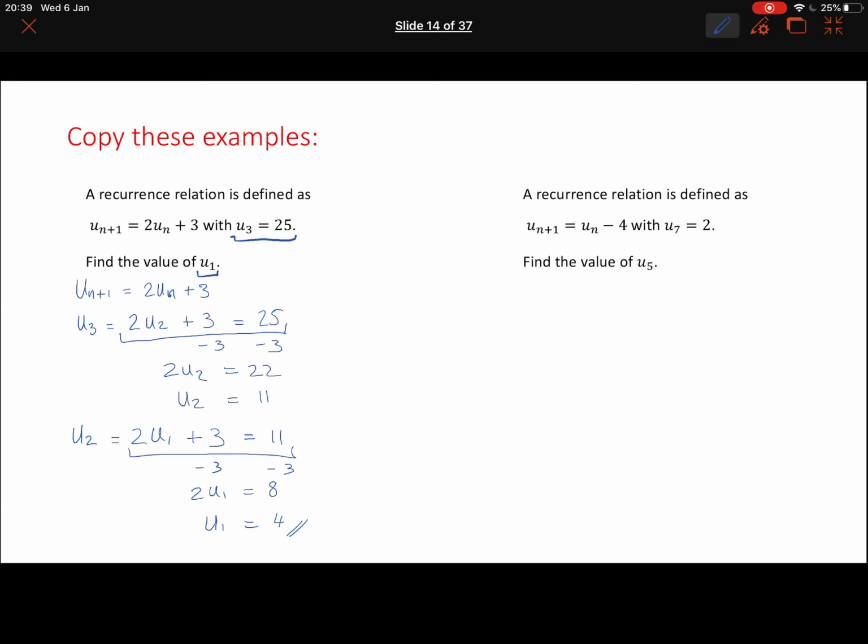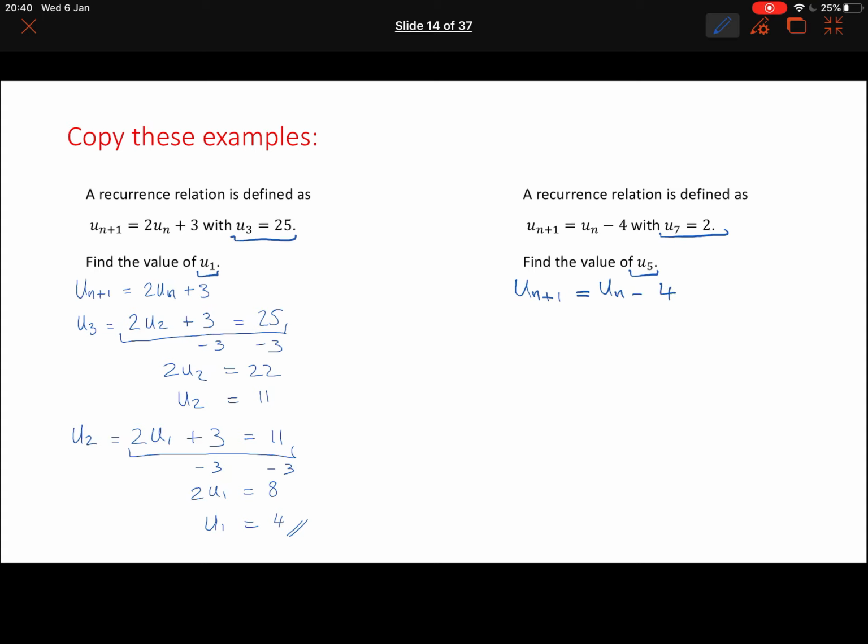Right folks, hopefully you've had time to work through this question. I'll just read through it. A recurrence relation is defined as u(n+1) equals un minus 4 with u7 equal to 2. Find the value of u5. So this time we're starting with u7 and we have to work out u5. Again, I'm just going to start by writing down the recurrence relation. u(n+1) equals un minus 4.